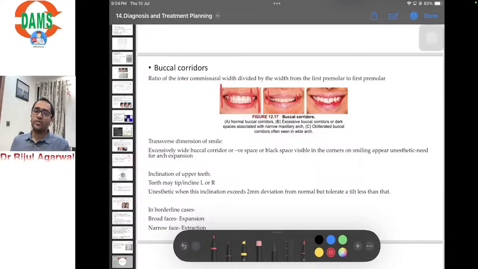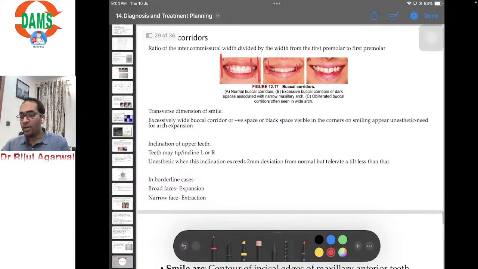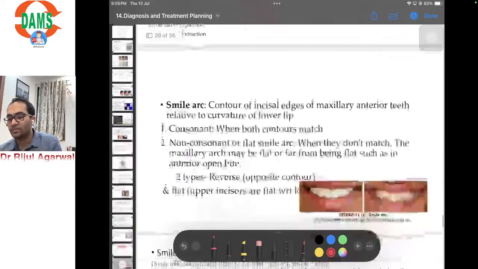Next comes the inclination of teeth. Teeth can be tipped or inclined left or right as well. Up to 2 mm deviation is normal. Just remember this rule of 2. More than 2, a layperson can also diagnose it. So in borderline cases, in broad faces, expansion. In narrow faces, you need to go for extraction. In a narrow face, as I've told you, you cannot expand the arches. You need to extract to keep the arches narrow.